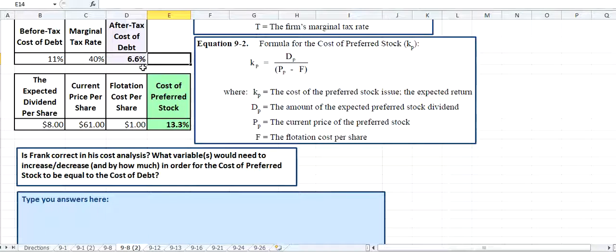So really, all you need to do here is a little bit of experimenting. If we take the expected dividend and say, you know what, we're going to give a lower dividend, so let's drop it to 6, that's going to make our cost of preferred stock go down, because we're not going to give the same dividend, which means it's going to cost the company less money. So we can just continue to drop this until we get to a point where it's equal. That's really close.